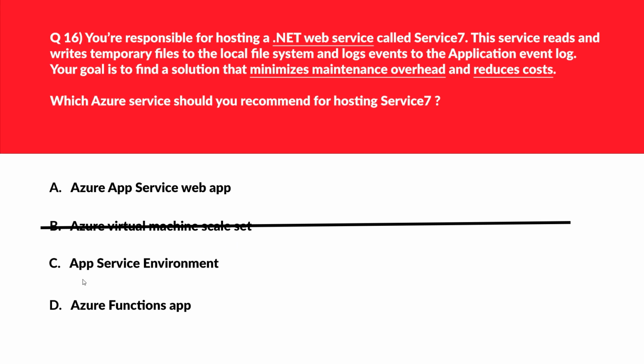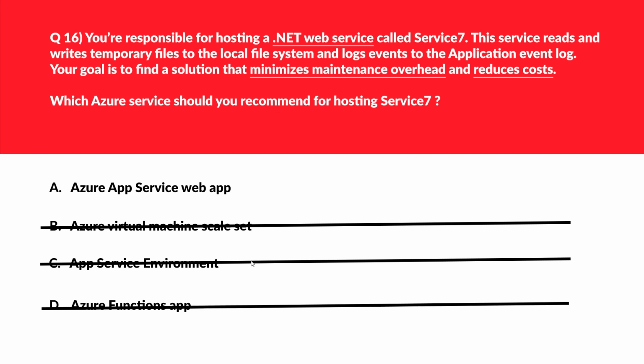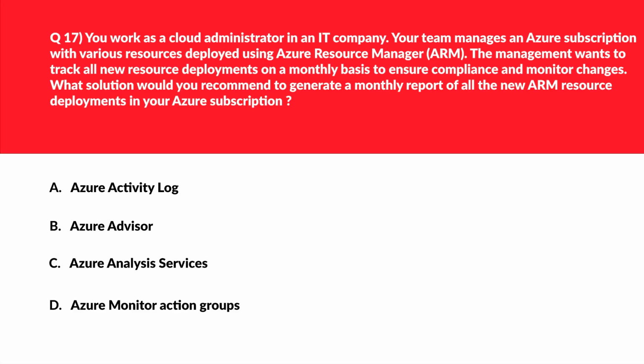Let's move to option C. C says App Service Environment. App Service Environment is overkill for minimizing cost and maintenance. That is what the goal of the question is in a nutshell as well. So we'll eliminate option C. Let's move to option D. D says Azure Functions App. Azure Functions App is not ideal for hosting a full web service. Will eliminate this because as per the scenario, it's a kind of full web service, right? So let's eliminate D. We are left with option A, Azure App Service Web App, and it is the correct answer.